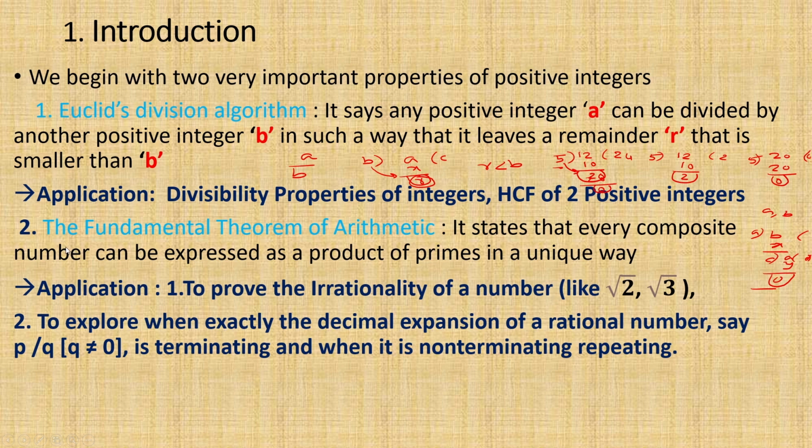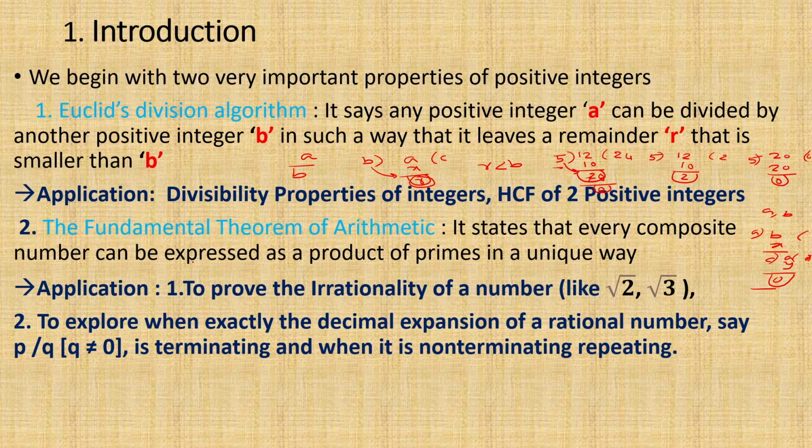Next, fundamental theorem of arithmetic. This is another theorem which we use in real number problem calculations. It states that every composite number can be expressed as a product of prime numbers in a unique way. Here we have two types of numbers. One is prime number, another one is composite number. Prime number means the number which is having only one and the same number as its factors.